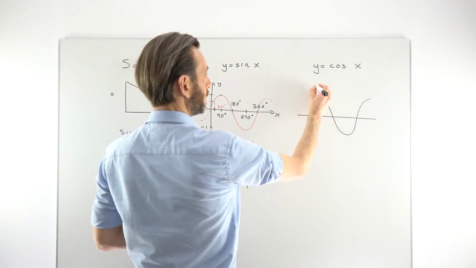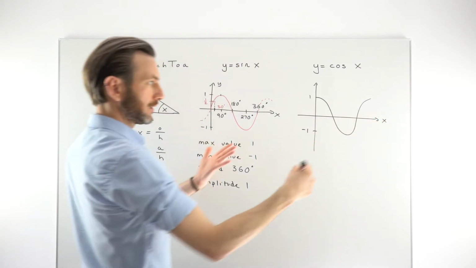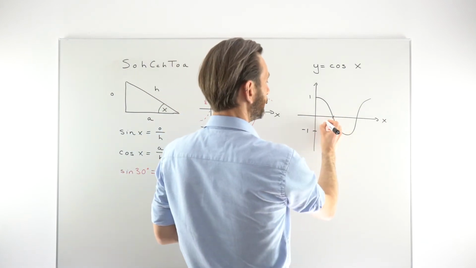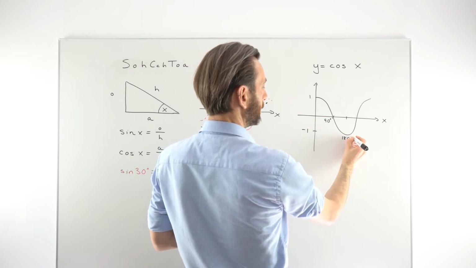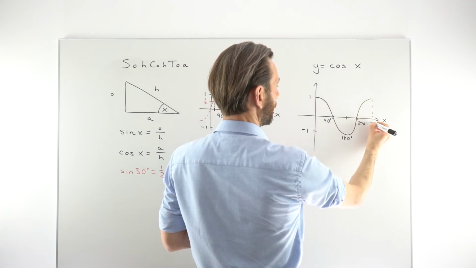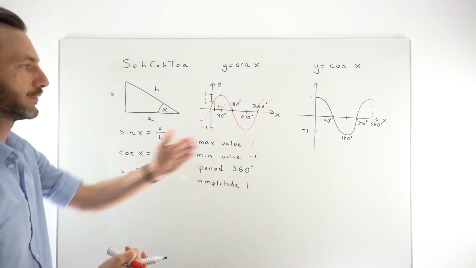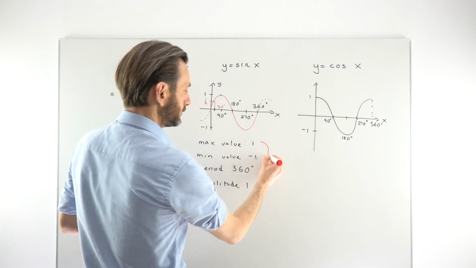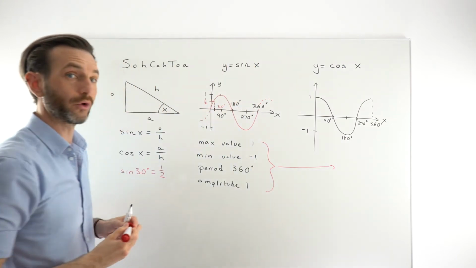So again, maximum value of 1, minimum value of -1, 360 degrees for one cycle. All of the key points again occur every 90 degrees. So this point here is at 90 degrees. This middle point corresponds to 180 degrees, 270, and then the very end point is at 360 degrees. So just identical to this graph, just shifted over a little. Everything that we can say for the sine graph, we can also say is true for the cosine graph.